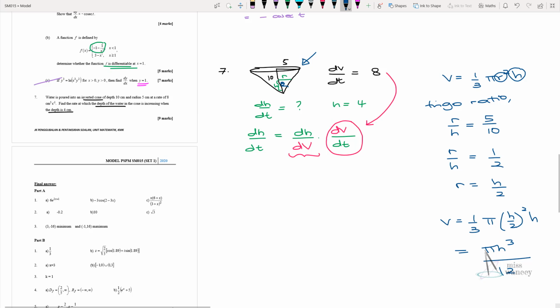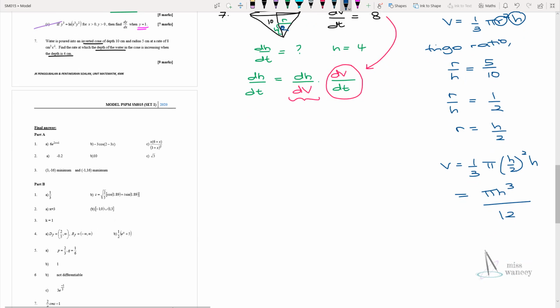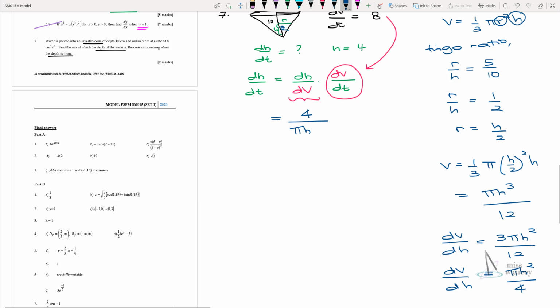So if I do differentiate them, so dv over dh, so this is 3 pi h square over 12, which is simply equal to pi h square over 4. So this is dv over dh. So let me replace this over here. So this one, I'm going to take the reciprocal. So this is 4 over pi h square. dv over dt is actually equal to 8. Okay, so this is 4 over pi.